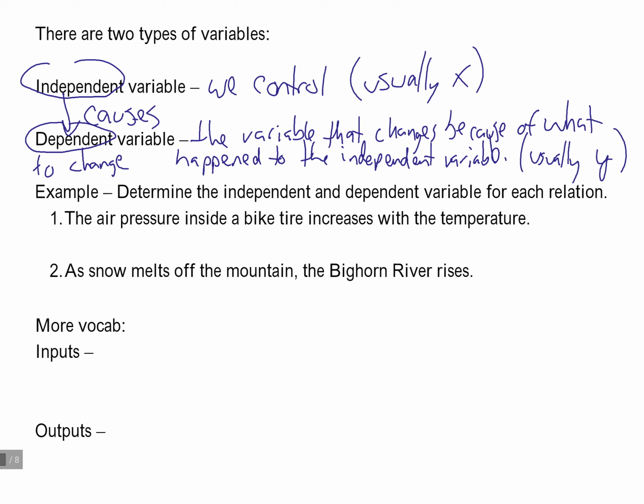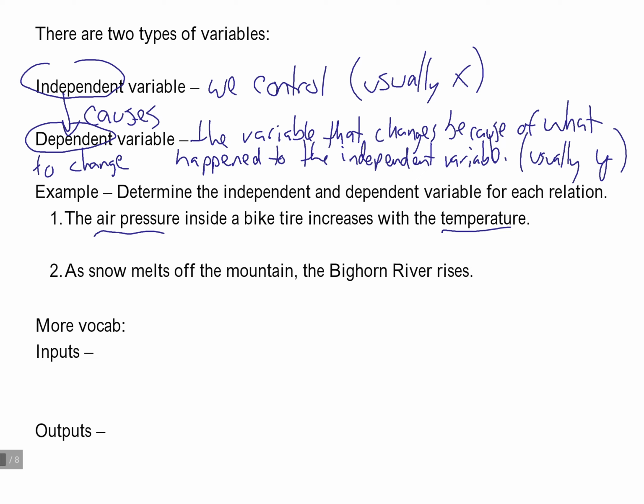So if we look at these two examples here, it says determine the independent and the dependent variable for each relation. If you just figure out what the variables are and you ask yourself what is causing the other to change, that will tell you which one is the independent variable. Okay? So the air pressure inside a bike tire increases with the temperature. The first thing you want to do is ask yourself, what are the variables? What are the two things that are changing here? Well, the two things that are changing are the air pressure and the temperature.